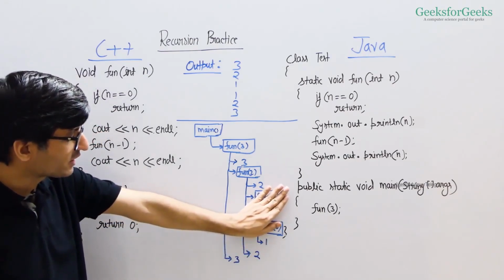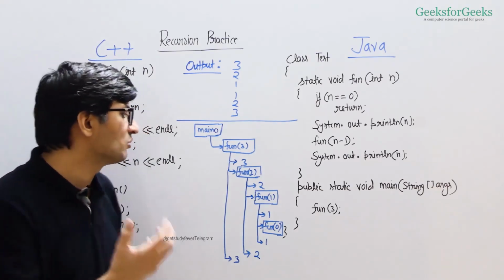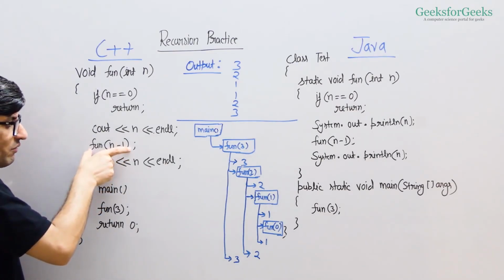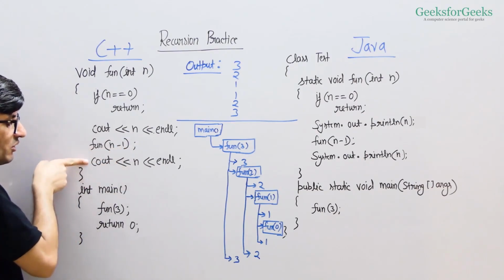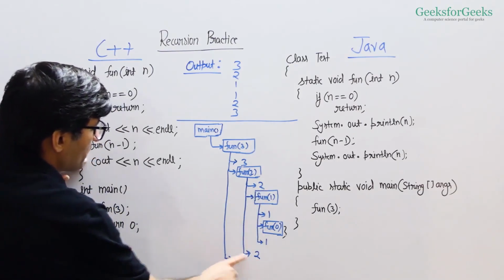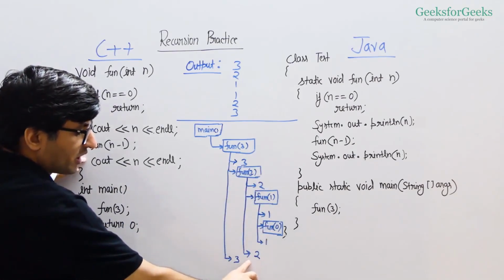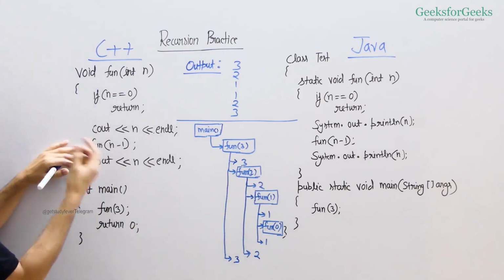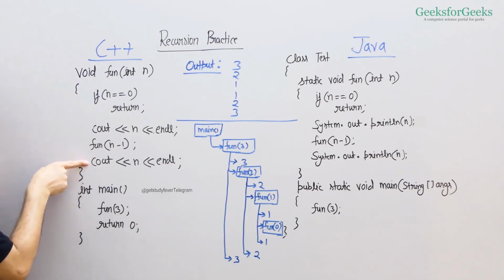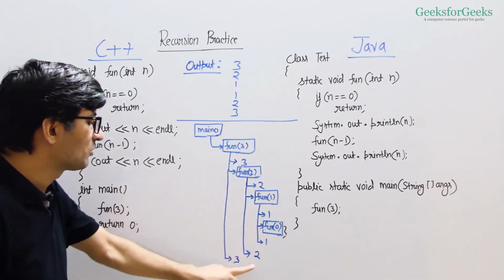So fun1 finishes its execution, and once fun1 finishes, the control goes back to fun2. Fun2 was waiting for fun1 to finish here. So fun2 resumes its execution from the next line, and the next line is print n. So it prints 2 on the screen. After fun2 has printed 2, it is finished. This was the last line. So fun2 gives the control back to fun3, and fun3 was waiting at this point for fun2 to finish. So fun3 resumes its execution from this line and it prints 3 here. So you get the output as 3, 2, 1, 1, 2, 3 on the screen.